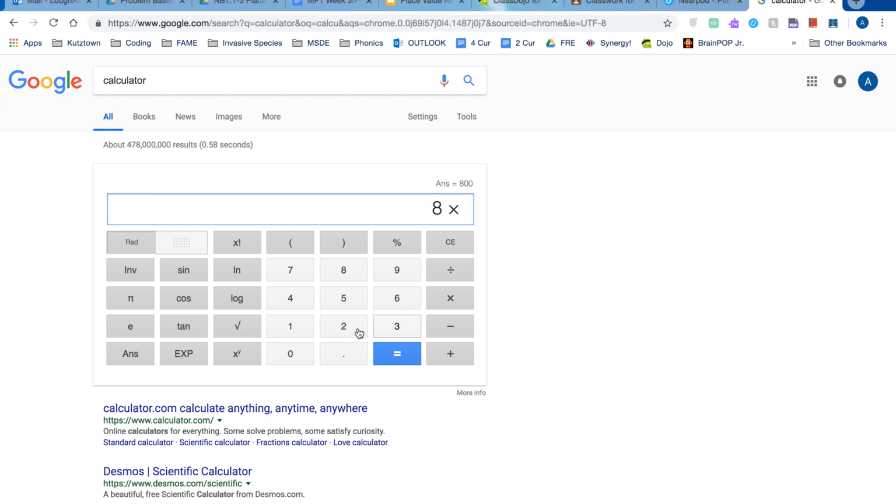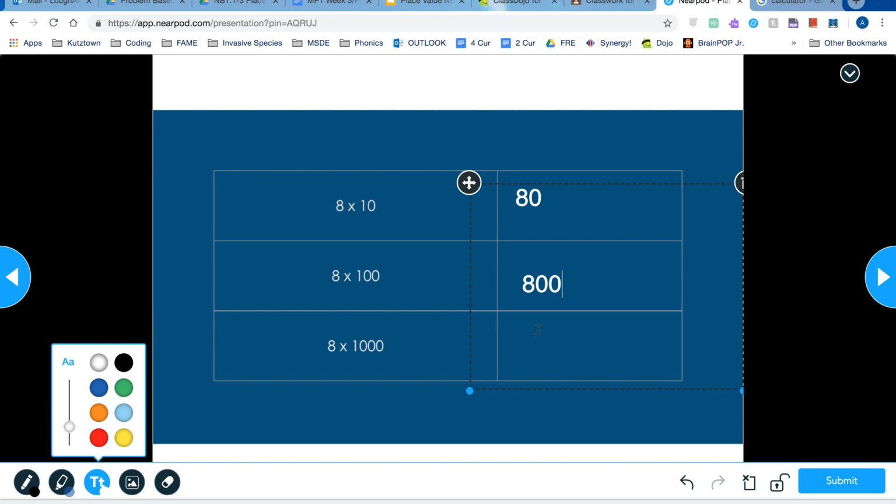8 times 1000 equals 8,000. So let's go back in and type in 8,000. Let's add our comma. Put that one in, perfect. So we know 8 times 10 equals 80, 8 times 100 equals 800, and 8 times 1000 equals 8,000.